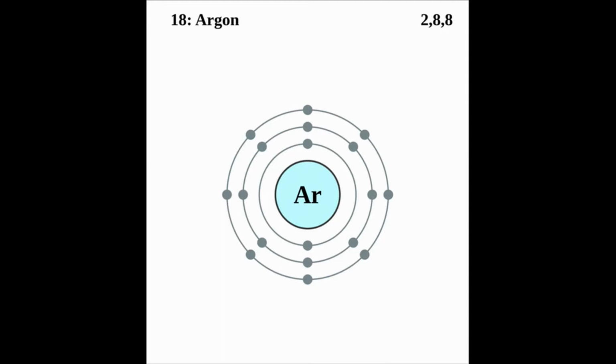Now, by the way, they call this the Octet Rule, that all atoms want to have 8 electrons in their outer shell.